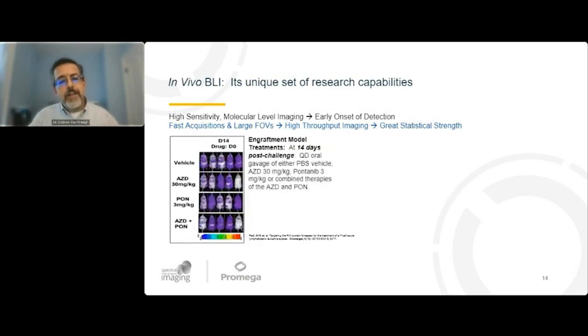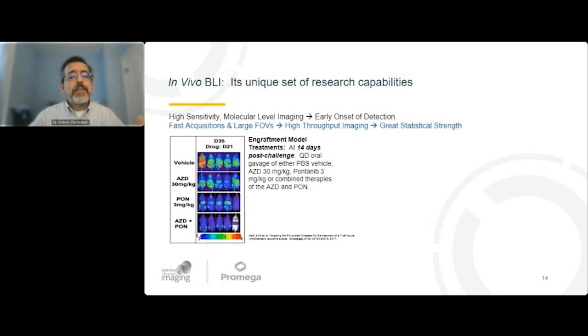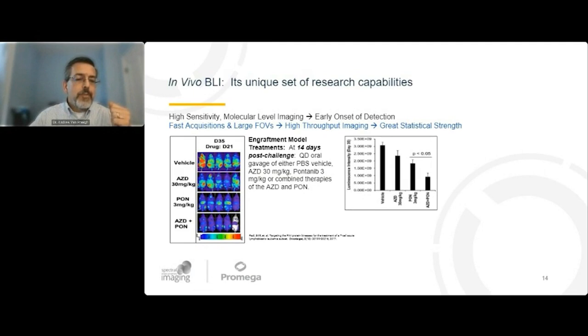Okay, I have a follow-up here. This group also within the same study did a more robust, clinically relevant experiment by allowing engraftment to take place. They did not start treatment until 14 days after the initial challenge with the leukemia injection. And so what you see here is exactly the same result. You have significant reduction by the combinatorial therapy. The new thing is that even the standard of care ponatinib on this engraftment model had some significance.